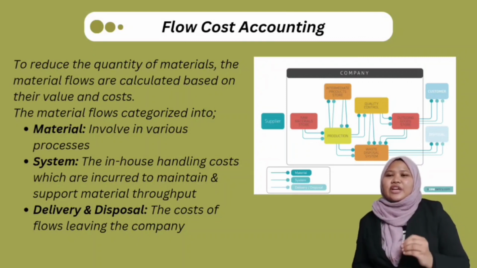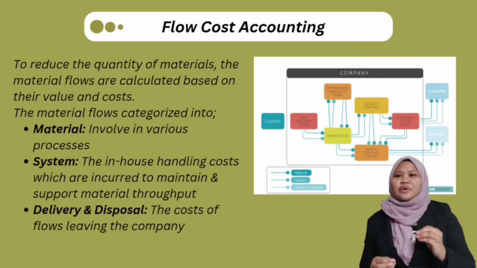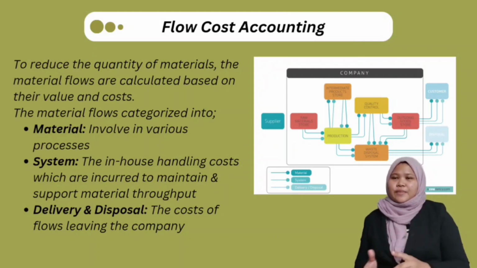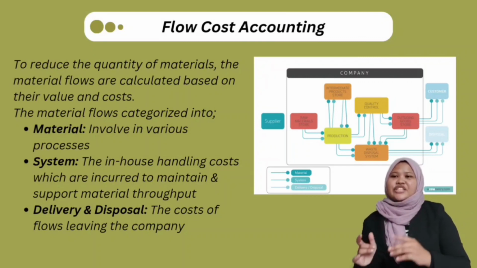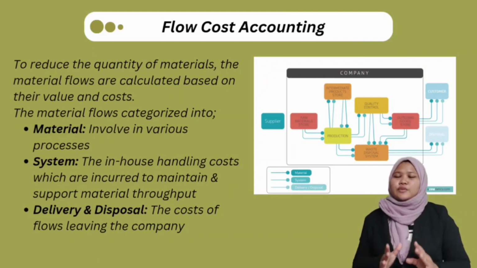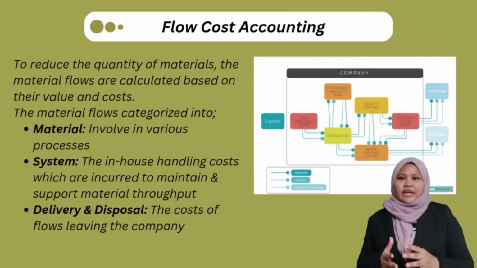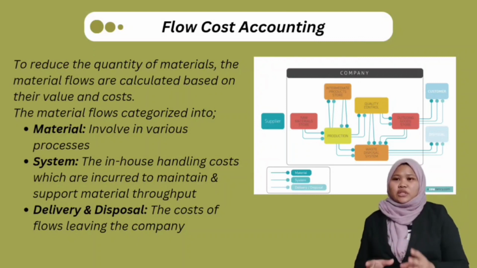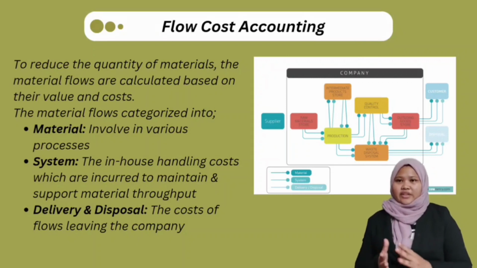Second, the system values and costs are the in-house handling costs which are incurred to maintain a material. For example, personnel costs and depreciation. Thirdly, the delivery and disposal values and costs refer to the cost of flows leaving the company, such as transport costs or cost of disposing waste. The value and cost of these flows will be calculated, and the company can reduce the quantity of materials, which at the same time gives a positive impact to the environment and the business total cost in the long run.